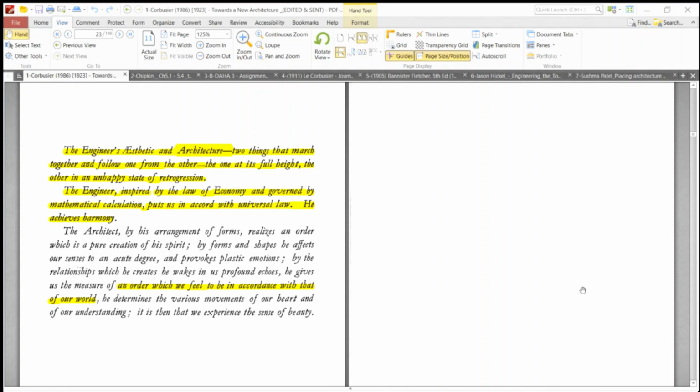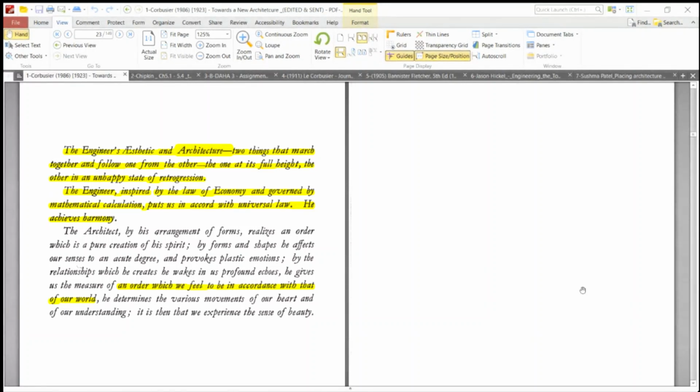So here he writes, the engineer's aesthetic and architecture, two things that march together and follow one from another. The one at its full height, meaning engineering, the other in an unhappy state of retrogression, meaning architecture, right? He's saying engineering is soaring. Engineering is in a new golden age, but architecture is in a rut. It's stuck in the past. It needs to wake up, right? This is kind of what he's saying.